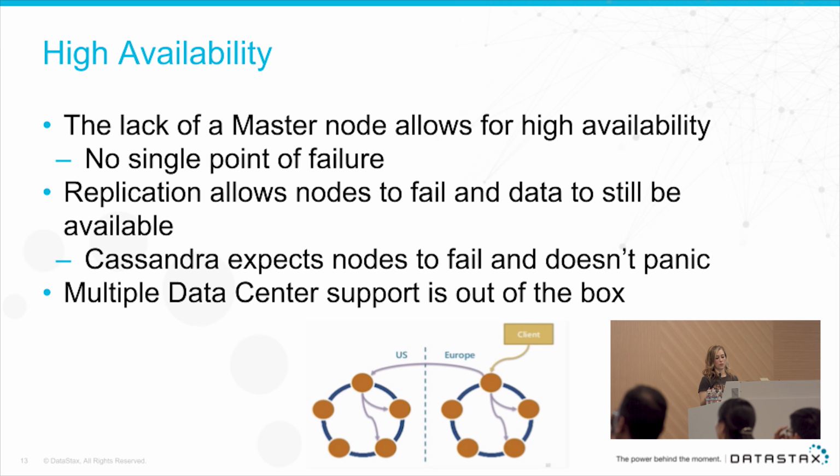All right, so high availability. This is one of the key points besides the distributed decentralized database. But the lack of the master node allows for high availability because there is no single point of failure. So replication allows nodes to fail and data to still be available. So Cassandra expects nodes to fail. That's what it was built for. It has this already built in. It knows it's going to happen, and it doesn't panic when it does happen.